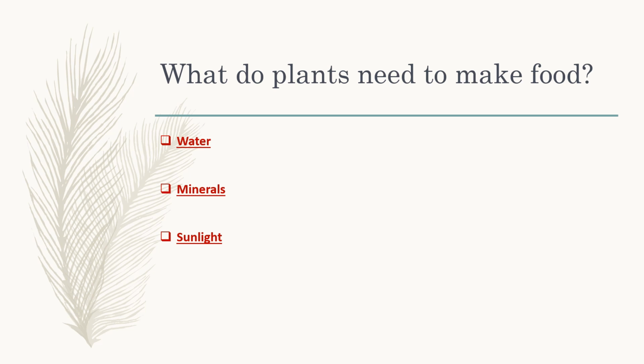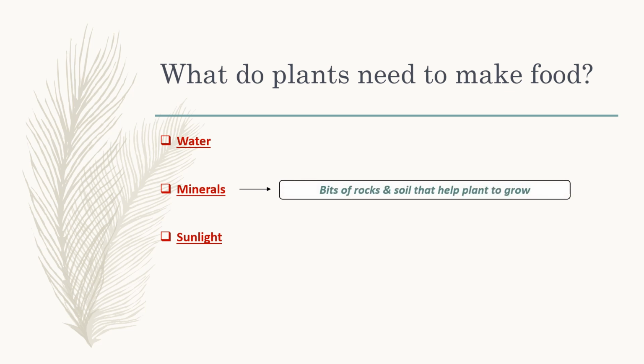Okay, teacher, you repeat the word minerals several times. What is the meaning of this word? What are the minerals? Minerals are bits of rocks and soil. Bits mean small parts, small particles. Bits of rocks and soil that help a plant to grow. Plants need minerals to grow. So minerals is bits or small parts of rocks and soil that help a plant to grow.